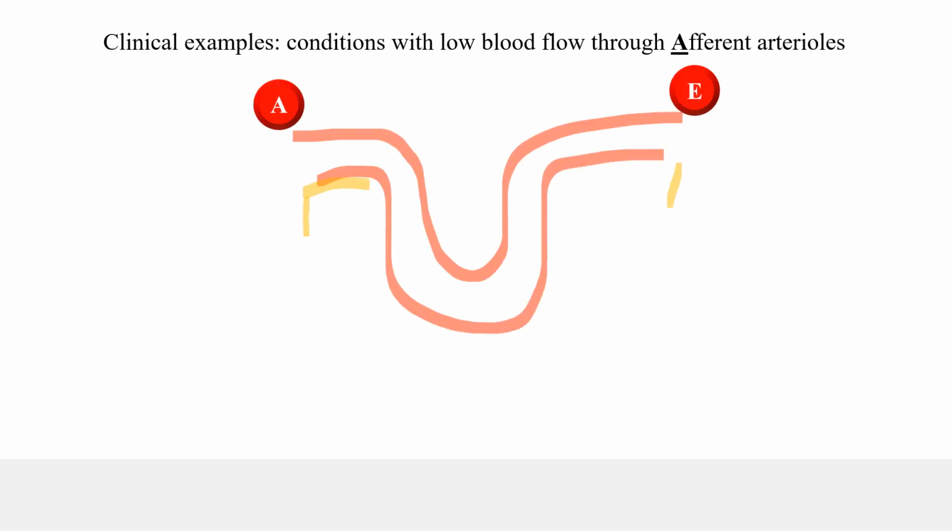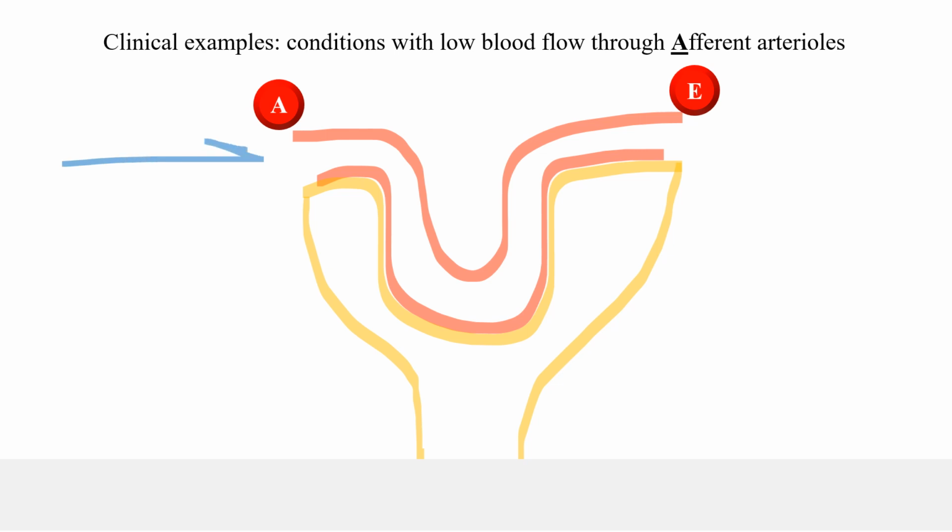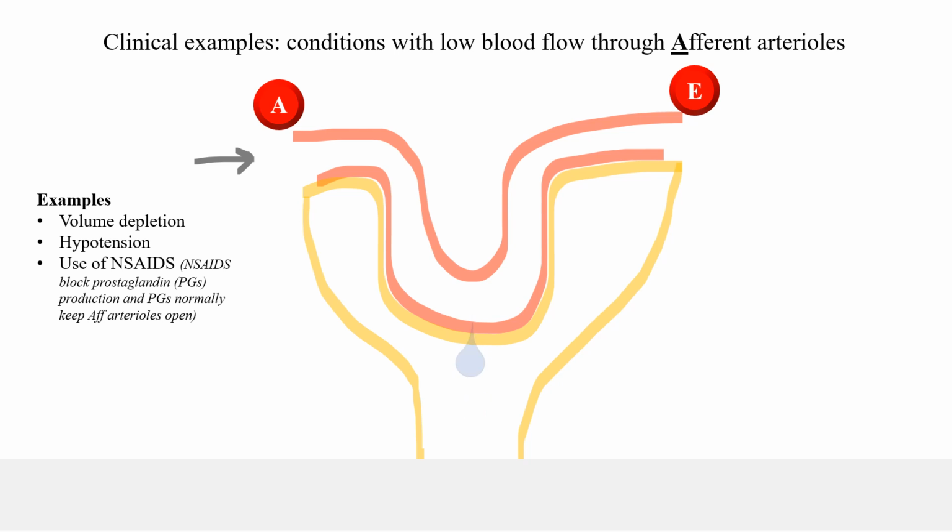Let's apply our knowledge to different clinical scenarios. Here we have normal blood flow and glomerular filtration. What happens when there is low blood flow through afferent arterioles, such as that seen in patients with volume depletion, hypotension, or the use of NSAIDs?